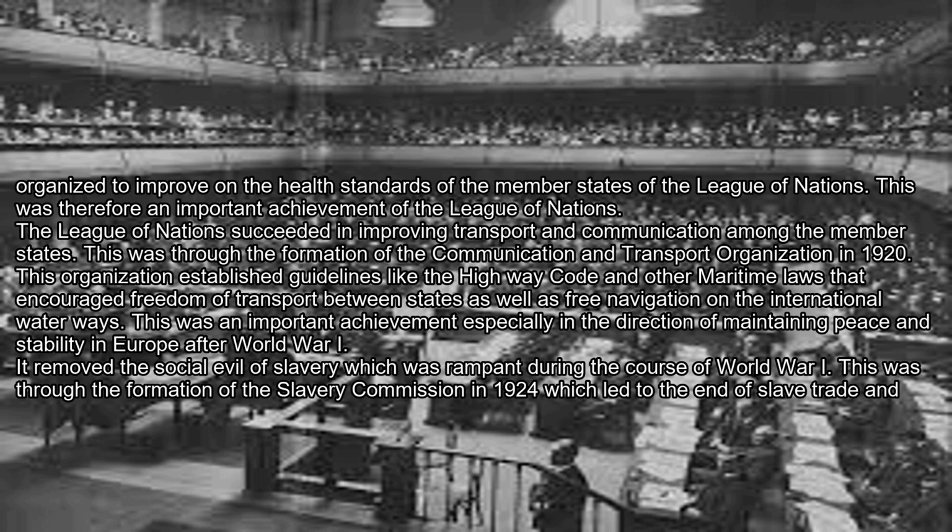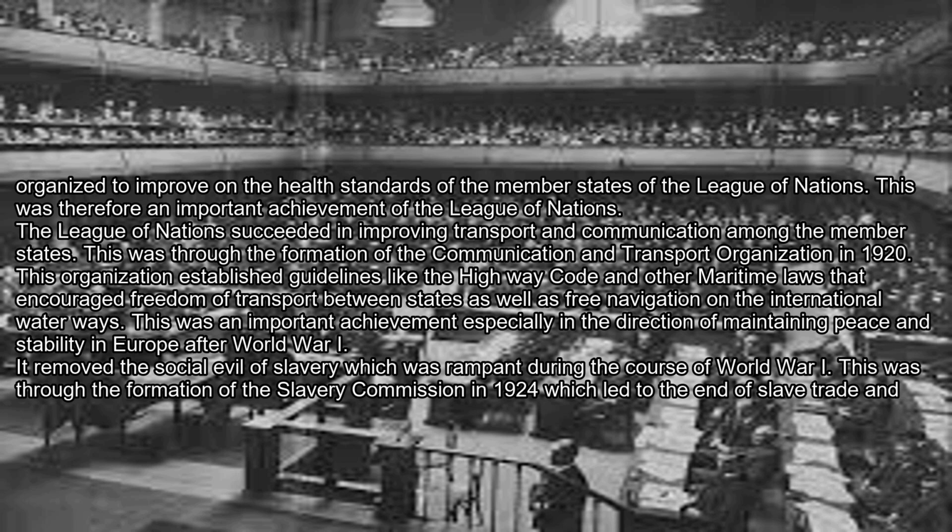Through this agency, the League of Nations organized medical assistance and distribution of vaccines to combat the epidemics of typhus, cholera, dysentery, malaria, smallpox, leprosy, heart disease and others which had swept across Europe before, during and after World War I. Important research was also carried out on various epidemic diseases, and conferences were organized to improve on the health standards of the member states of the League of Nations. This was therefore an important achievement of the League of Nations.